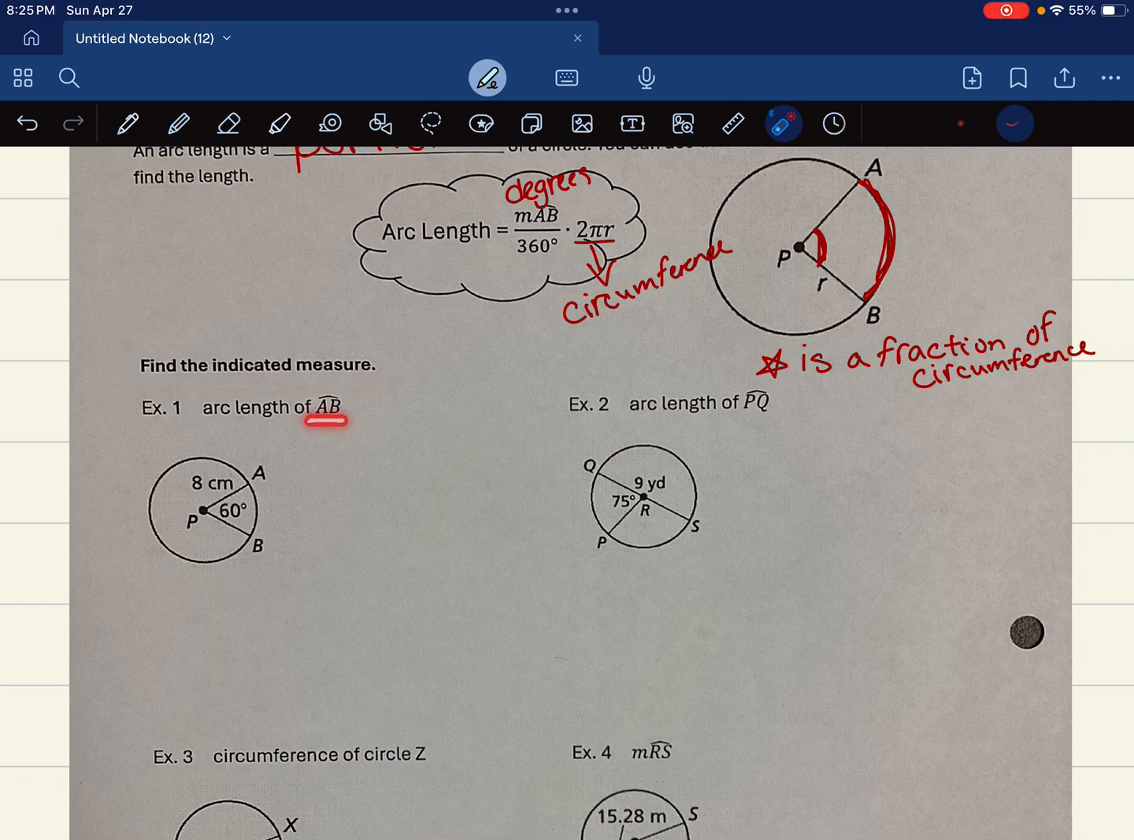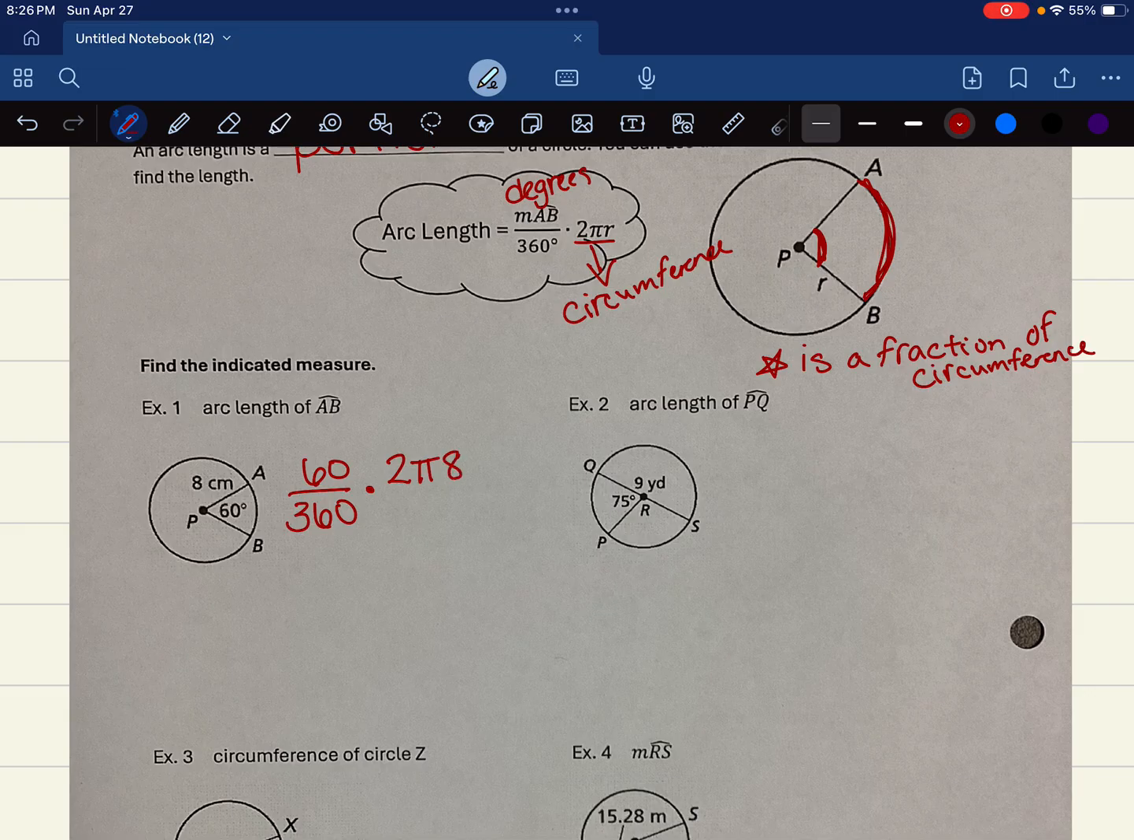We want the arc length of AB. So we take whatever our degree measure is, that here would be 60, and we always put it over 360, the total degrees for a circle. And then we're just going to multiply by 2 pi r. So here we have 2 times pi times my radius of this circle, which is 8.